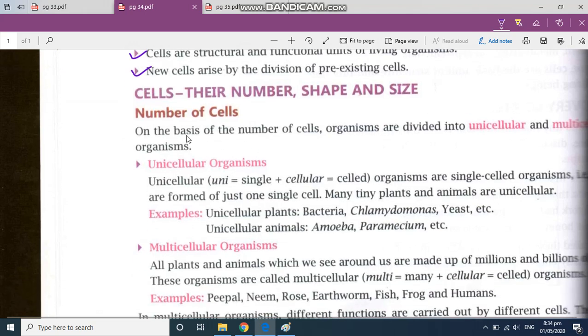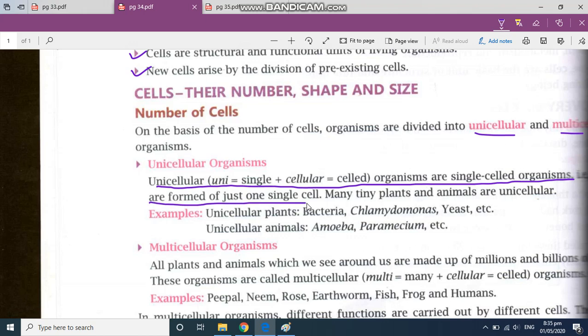So cells, their number, shape and size. On the basis of the number of cells, organisms are divided into two: underline unicellular and multicellular. So what is a unicellular organism? Unicellular organisms, underline this, are single-celled organisms. They are formed of just one single cell and all the functions take place in that one particular cell. So these are the examples: bacteria, chlamydomonas, yeast, amoeba and paramecium.